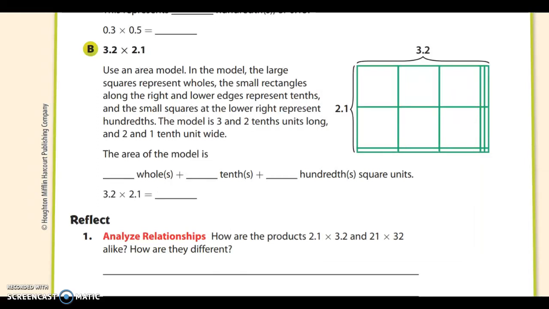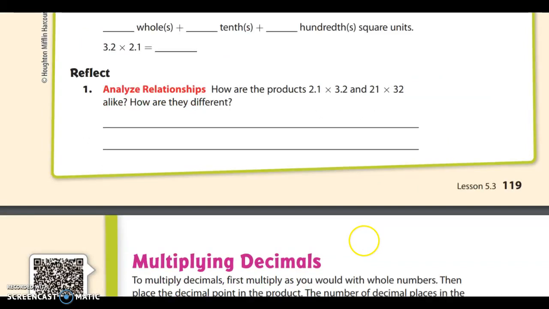Let's go ahead and check out the reflect. This is where you might draw a conclusion about how to do this. Number 1, the reflect reads, analyze relationships. How are the products 2.1 times 3.2 and 21 times 32 alike, and how are they different? So let's pretend we were asked to do 32 times 21. 1 times 2 is 2, and 1 times 3 is 3.